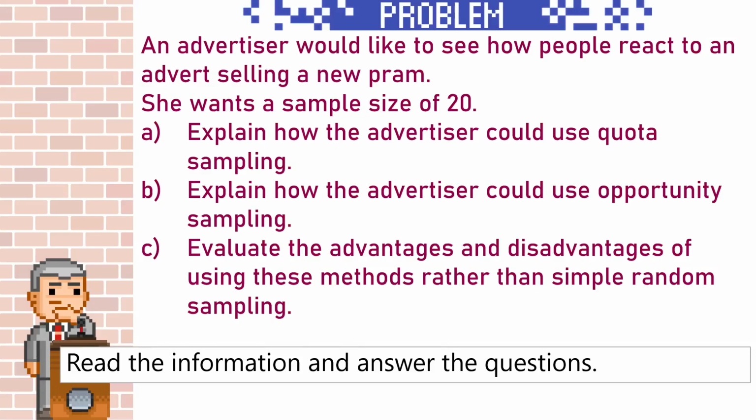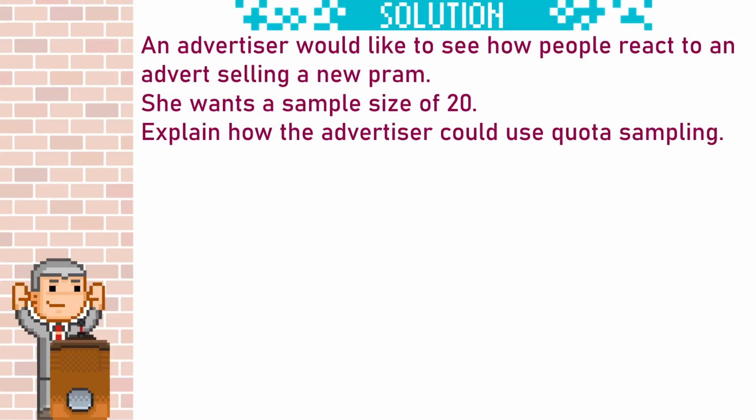Let's go through these questions. So we're told an advertiser would like to see how people react to an advert selling a new pram and wants a sample size of 20. And we need to explain how we would use quota sampling.